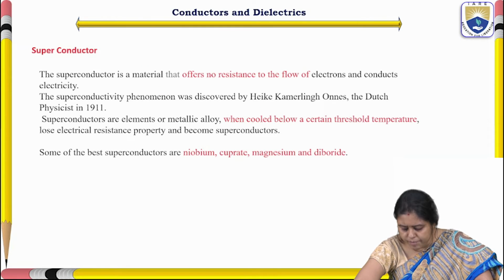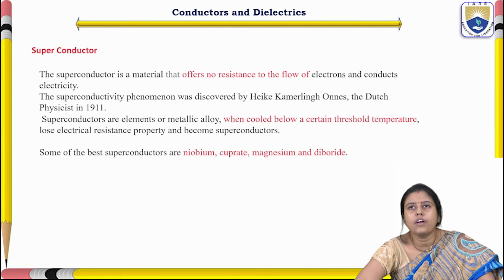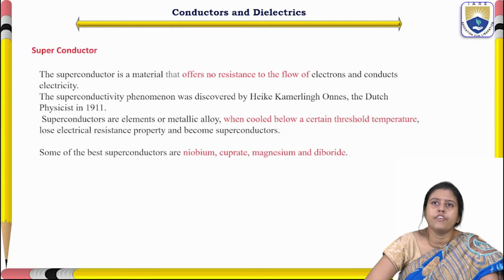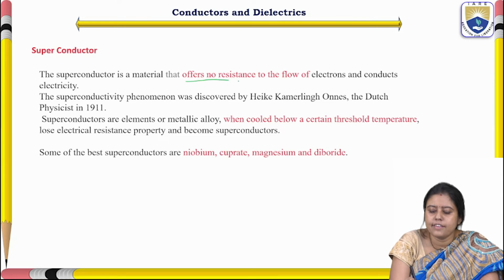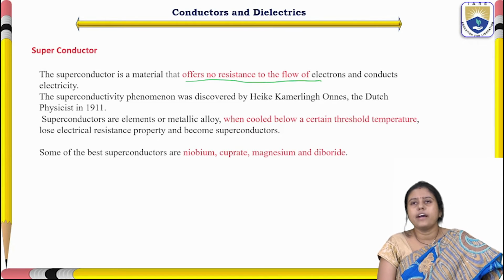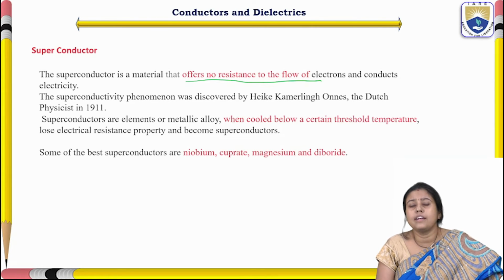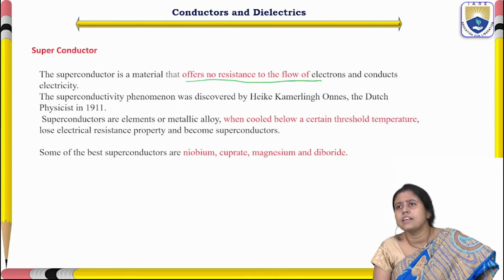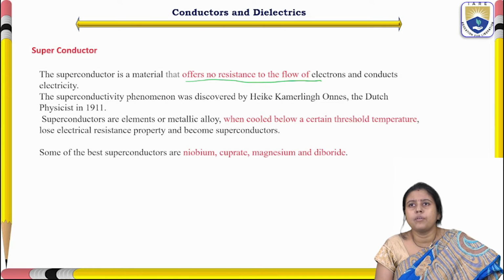Next, we will discuss the superconductor. What is a superconductor? A superconductor is a material that offers no resistance to the flow of electrons and conducts electricity. Though we know conductors have the property to flow electrons, superconductors have no resistance mathematically, or a very small amount of resistance. It offers no resistance to the flow of electrons and conducts electricity.